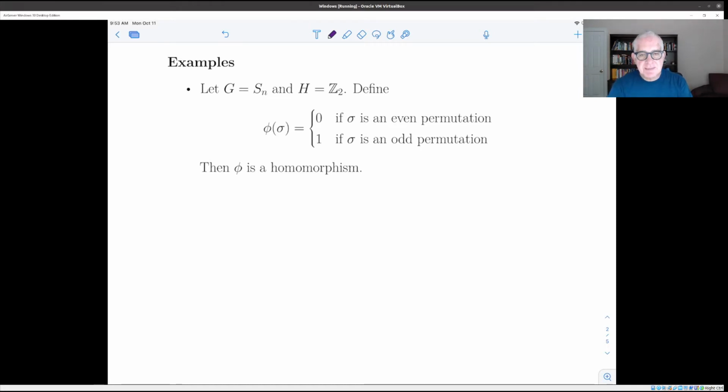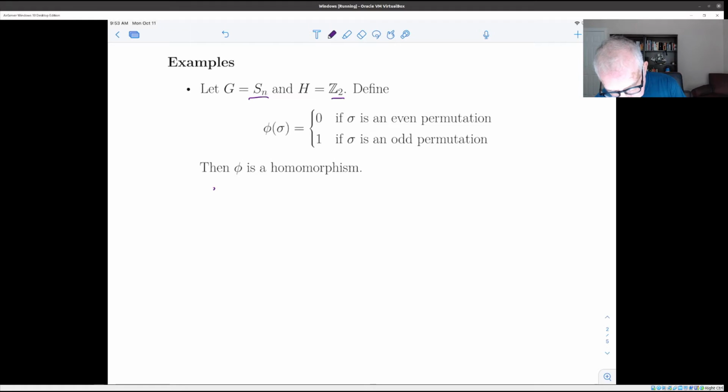So the first example is, suppose our group G is the symmetric group on n elements, and our group H is just Z mod 2. Our homomorphism is going to define phi of sigma to be 0 if sigma is an even permutation and 1 if it's an odd permutation. And this is going to turn out to be a homomorphism. So why is that true?